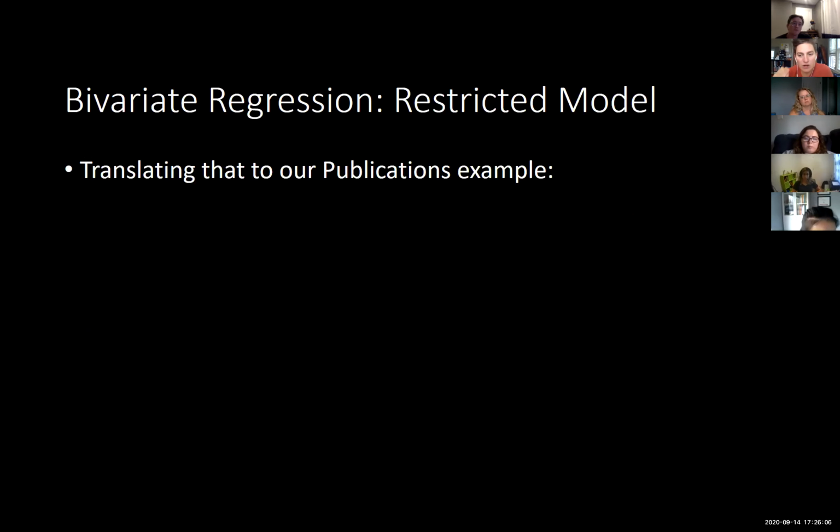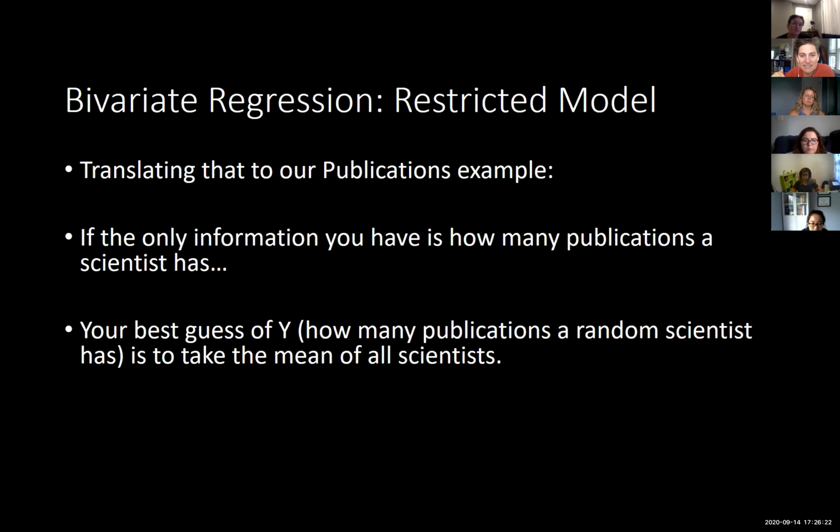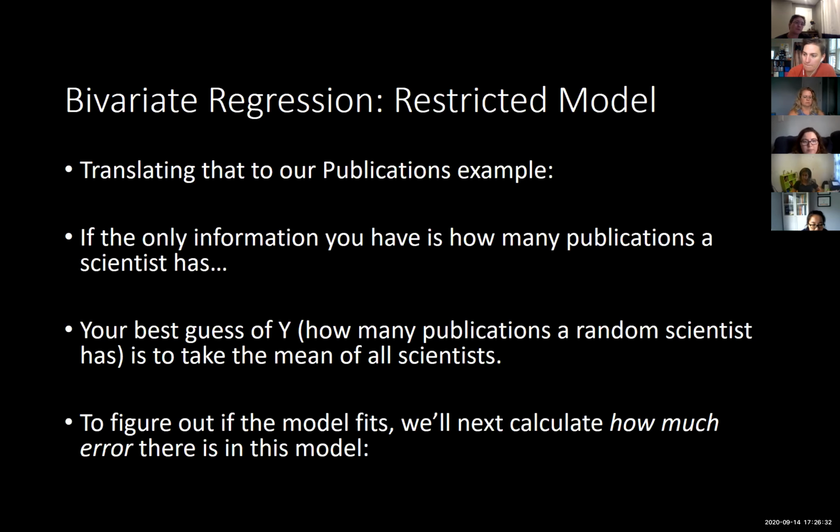And if I translate that to our example we talked about last week, which is the number of publications someone has, and predicting that from their years of experience, I'm going to show you what that looks like. If the only information I have is the number of publications a scientist has, my best guess at the number of publications any one particular scientist has is to take the mean of all scientists for whom I have data. To figure out if the model fits, the first step I'm going to do is estimate how much error is in that model when I use the mean as the predictor.